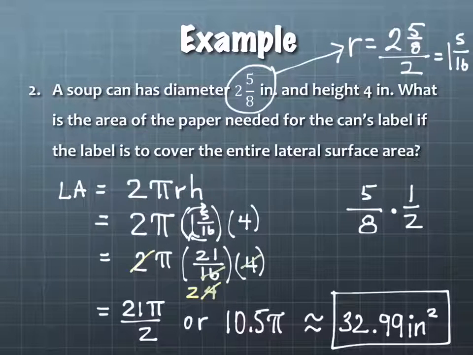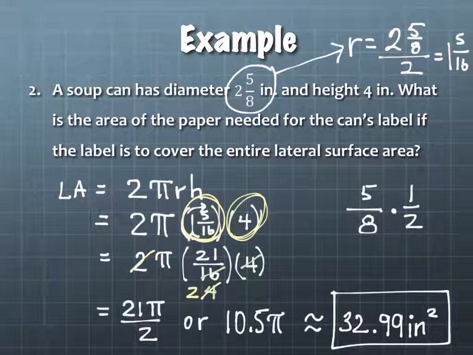And if you think about it, it makes sense because what we did here is we multiplied inches here by inches here, right? Multiply inches by inches, you get square inches.